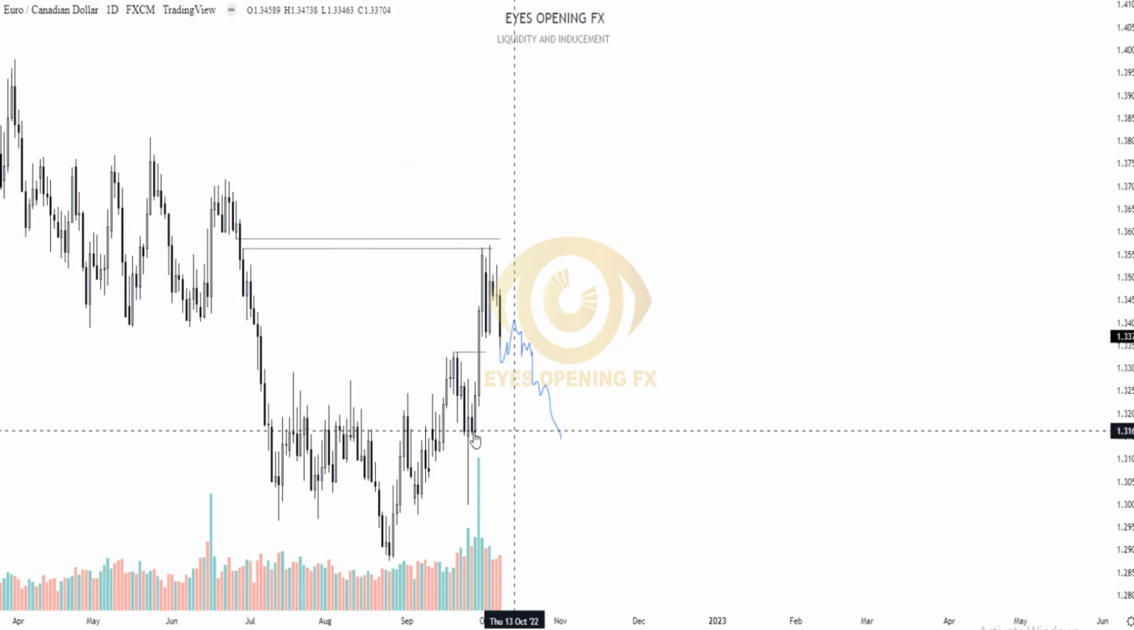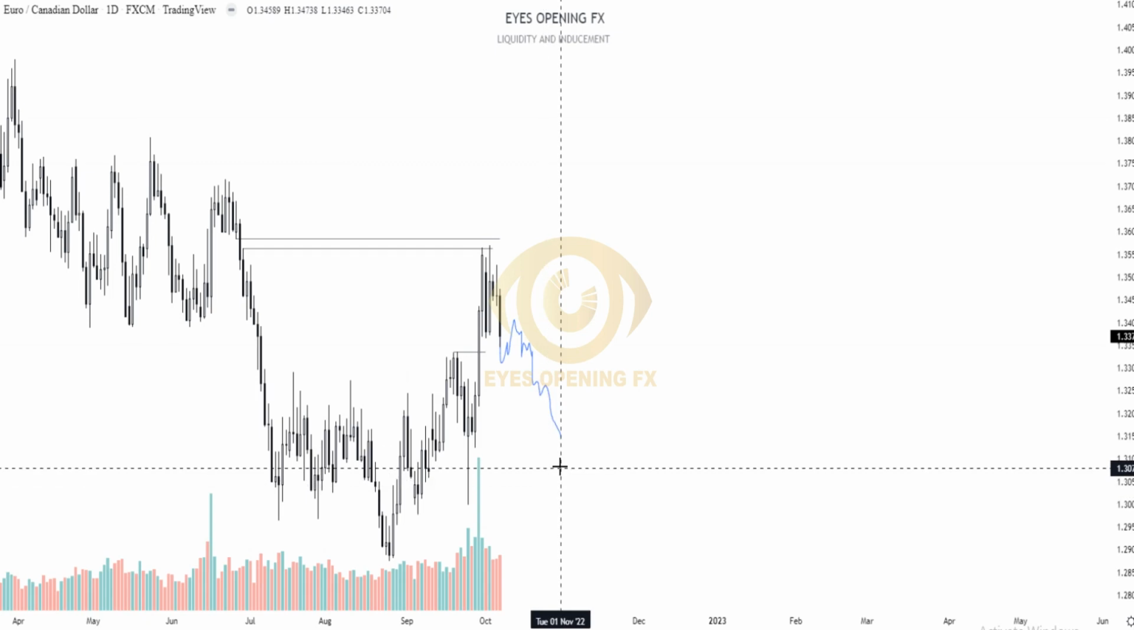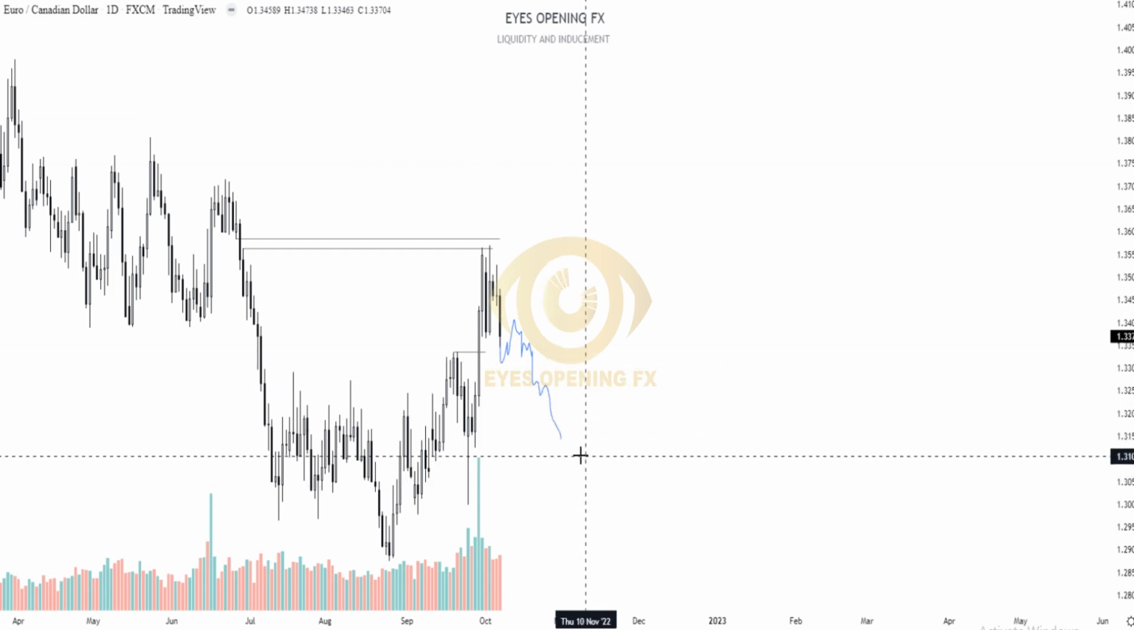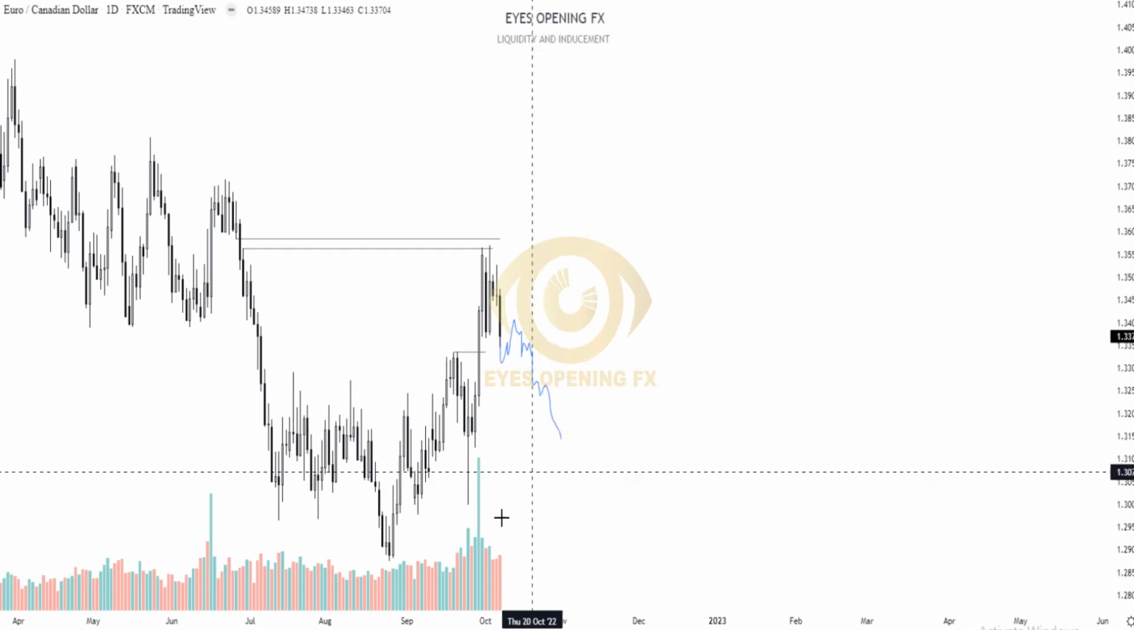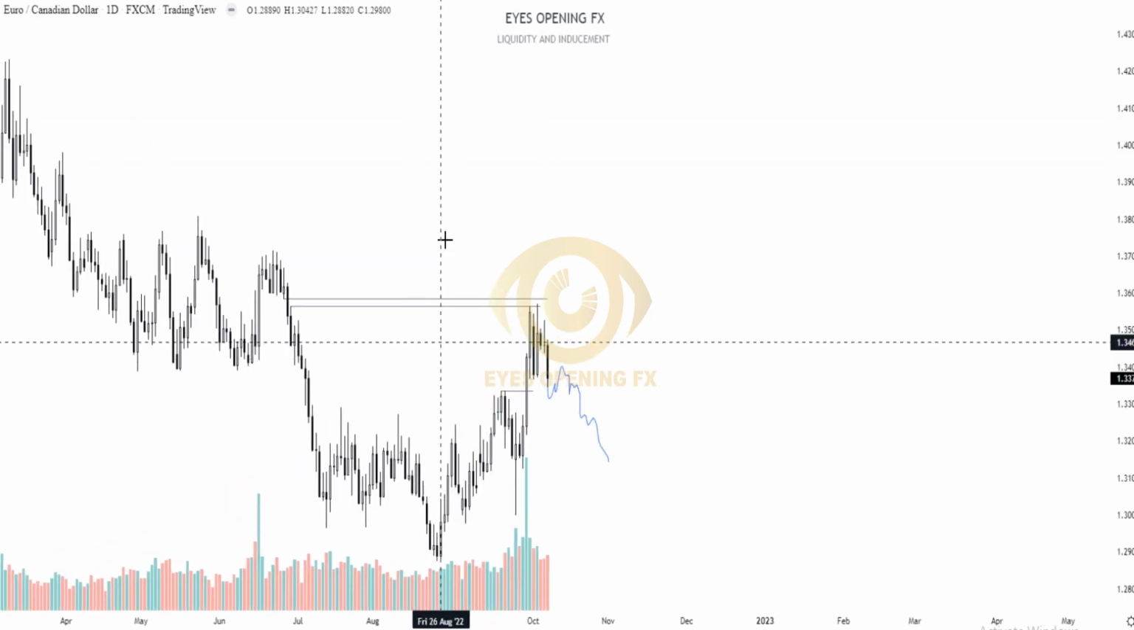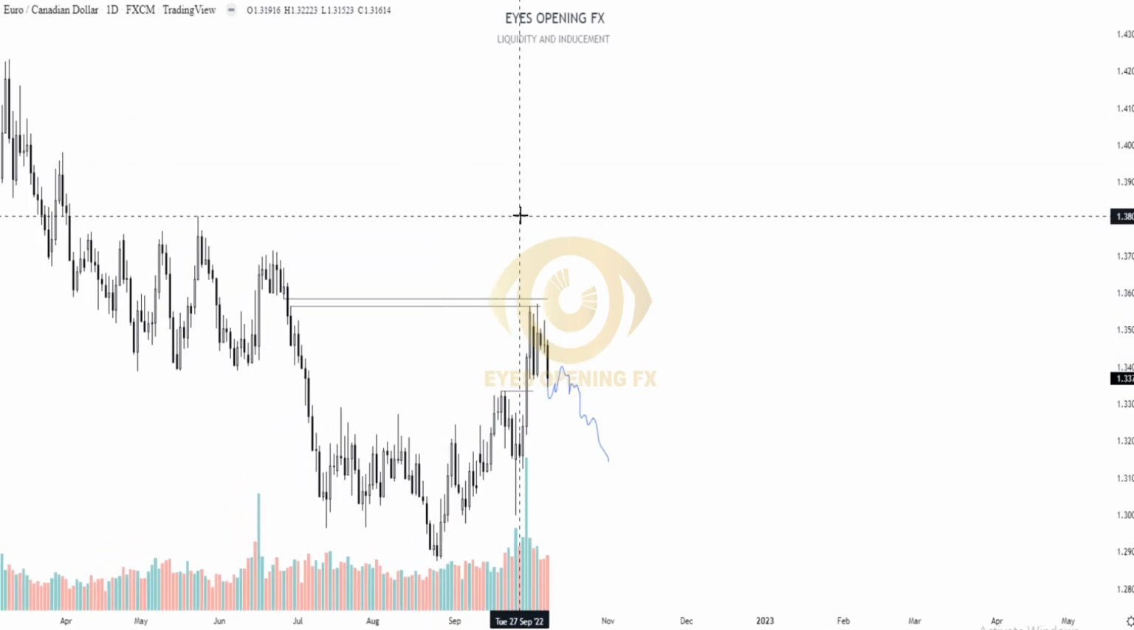All right, so this is where we're expecting market to trade into before another possible movement, either to the bullish side or to the bearish side. So that is the main idea of what we are doing today.